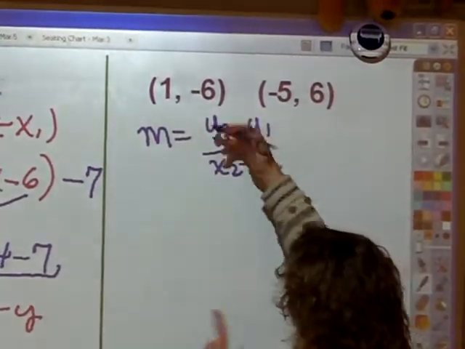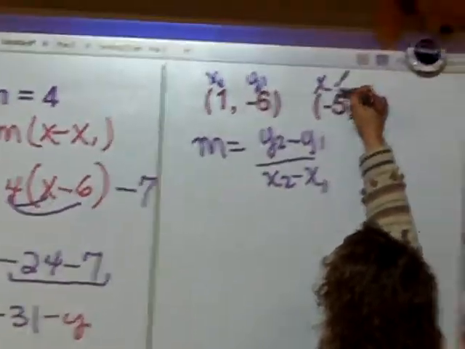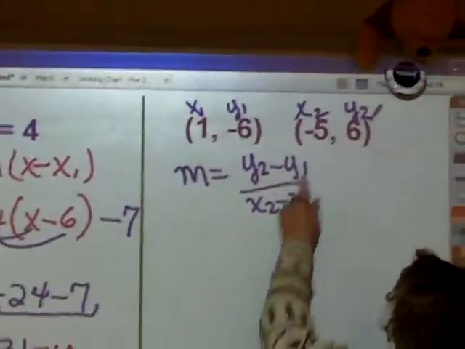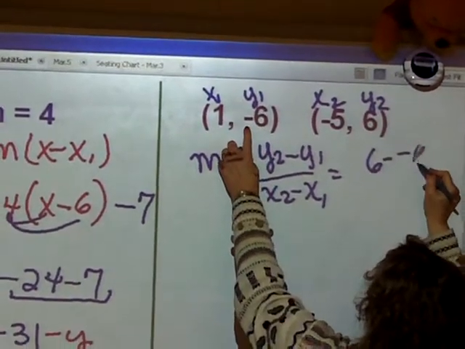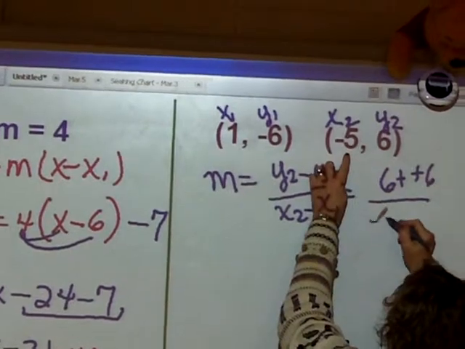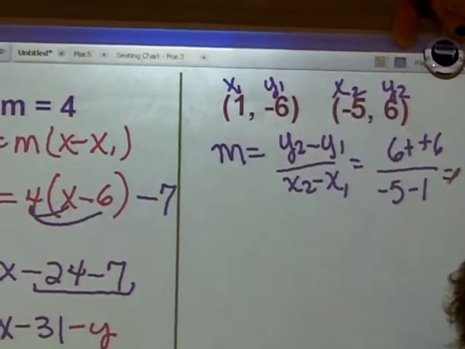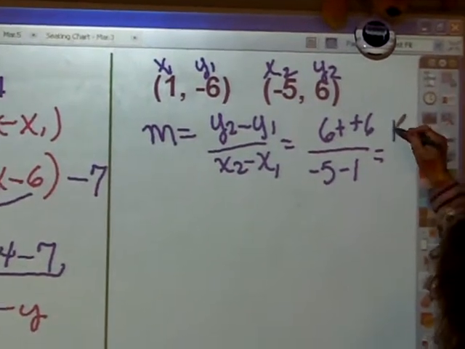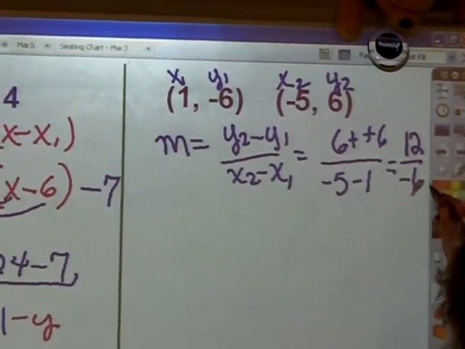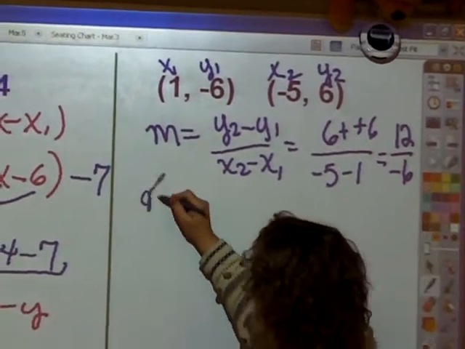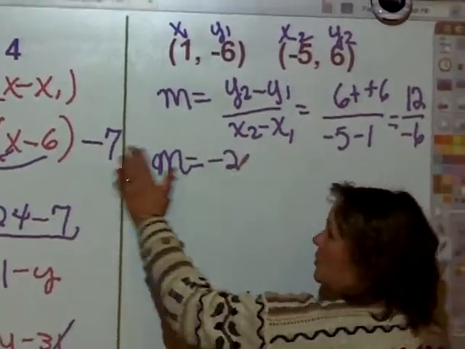All right, label the points so you don't get mixed up. Even I get mixed up if I don't do it. All right, so y sub 2, 6 minus a negative 6 would be plus, negative 5 minus 1. Our slope will be, all right, I'm going to squeeze it in here, 12 over negative 6, which will be negative 2. All right, now we're back to this.